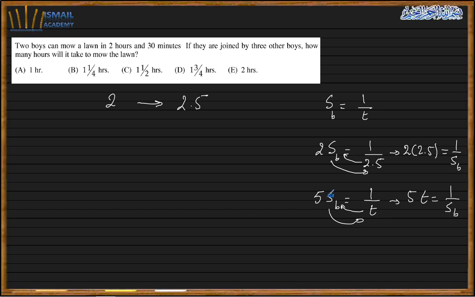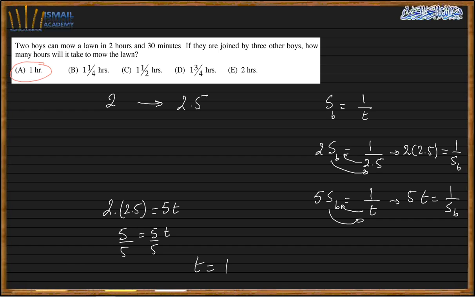I multiply by t divided by the speed of the boy. Multiply by 2.5 divided by the speed of the boy. Look, those two are the same. That means those two must be equal. So I will have 2 times 2.5 equal 5 times t. So 2 times 2.5 is 5, equal 5t. If I divide by 5, the time spent by the boy will be 1 hour. So A will be my choice.